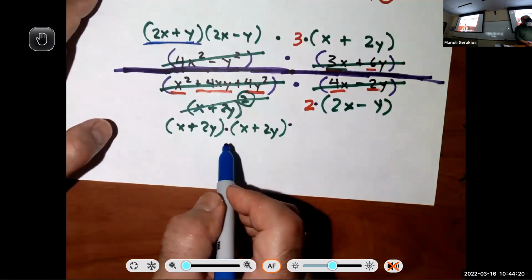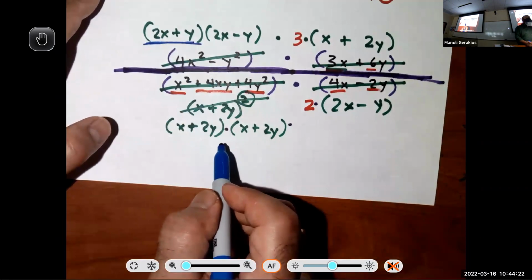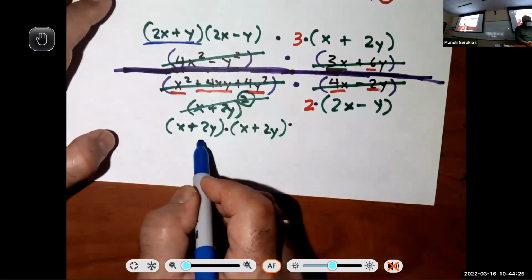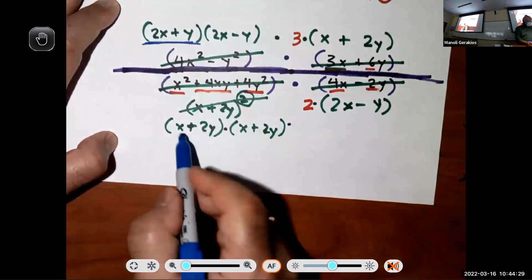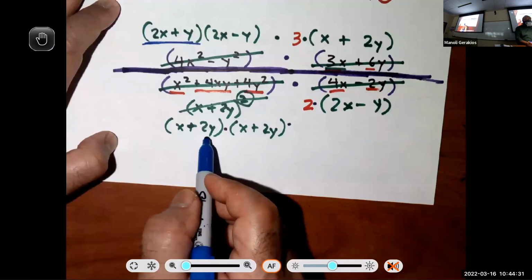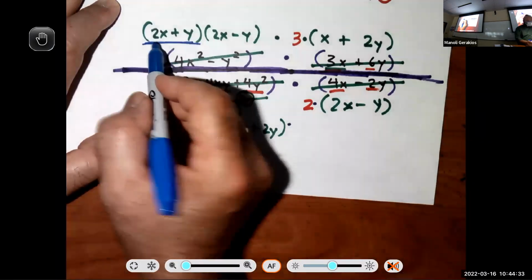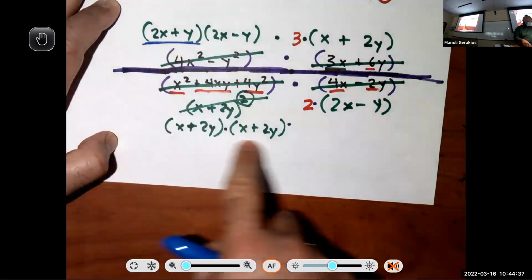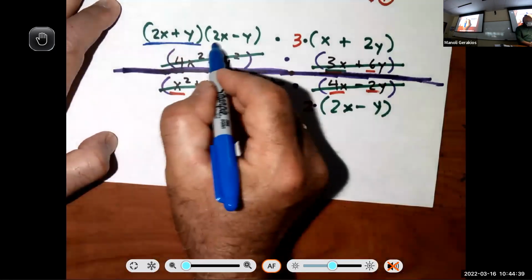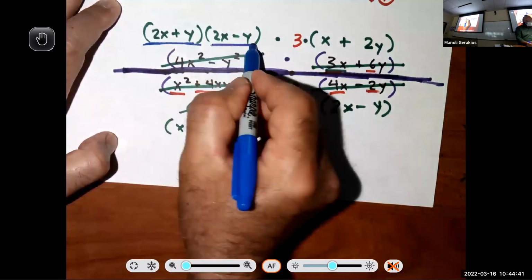Very good. But see how it's like an eye catcher? If you look too quickly, you go, oh yeah, if I flip these around, it's just like that. No, this is x plus 2y. That's 2x. This is 2y. You get me? There's nothing like that one down here. So I move on. 2x minus y.